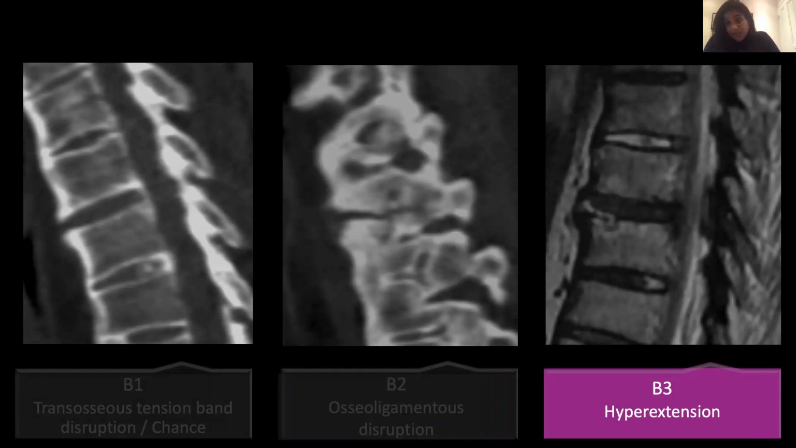And then we've got B3, which is one of the classic sort of hyperextension injuries. So these are failures in the anterior tension band. So often we see these in the fused spine. So for example, in the middle image, this is in a patient with ankylosing spondylitis. That's why you can see fusion along these levels.